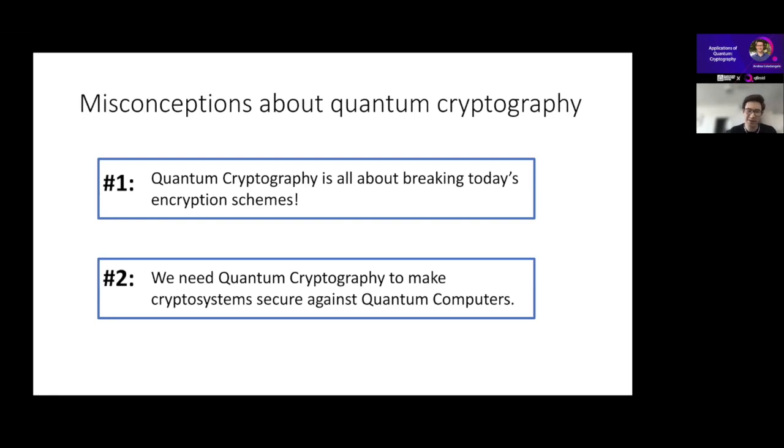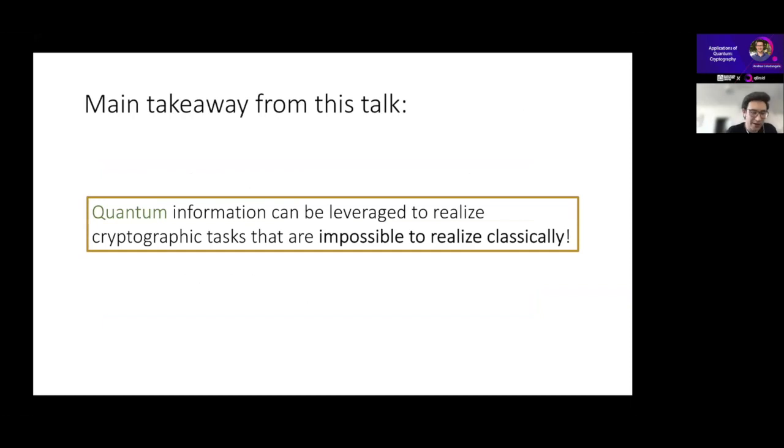So then the question is, what is quantum cryptography about then? And the main takeaway that I have for you in this talk, if you're taking away just one thing, is that it turns out that quantum information can be leveraged to realize cryptographic tasks that are impossible to realize classically, or to realize them with better security or from weaker assumptions. So actually, quantum information allows us to do even more than what we can do classically.